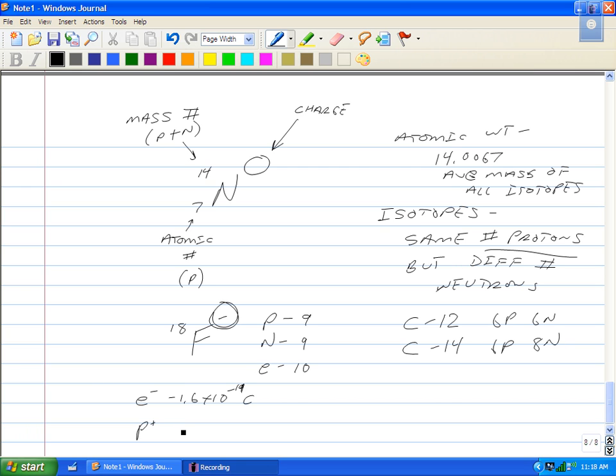What's the charge of a proton? Positive 1.6 times 10 to the -19 coulombs. So they're the exact same magnitude of charge, opposite sign. That's not terribly surprising, right? Because a proton cancels out the charge of an electron. But the more you think about it, the more interesting that is.